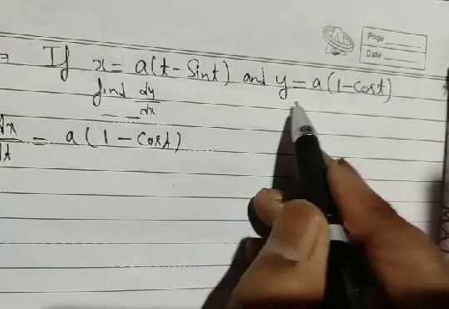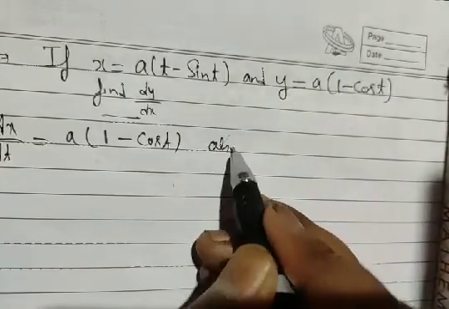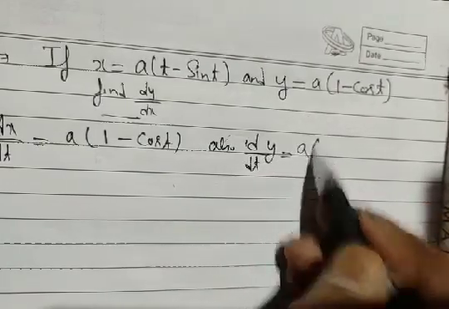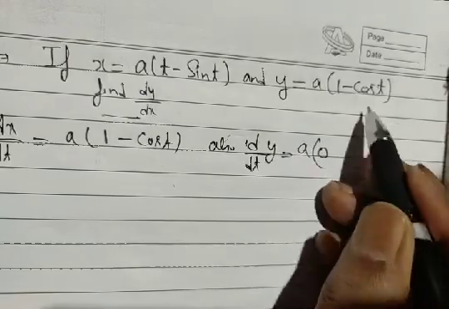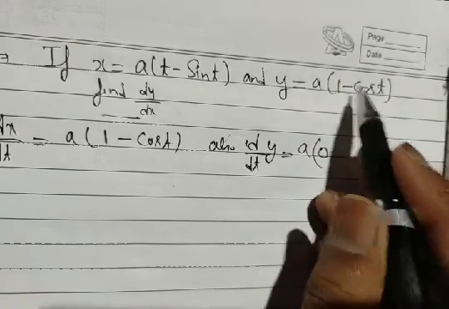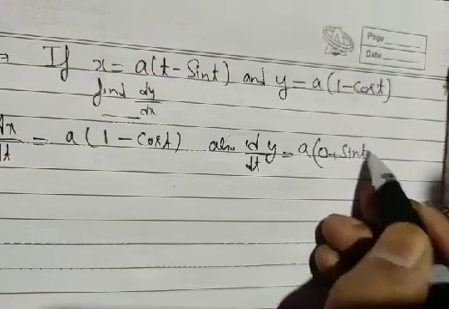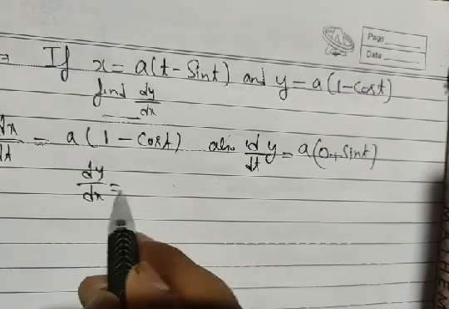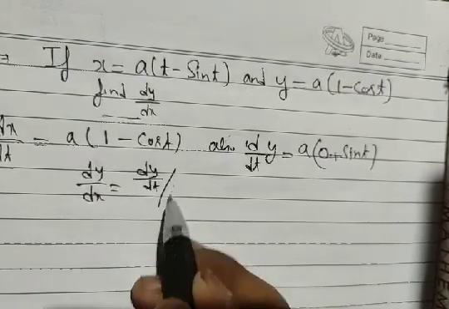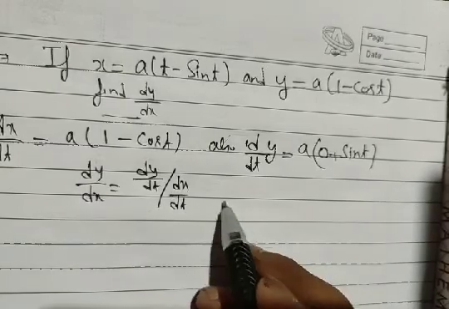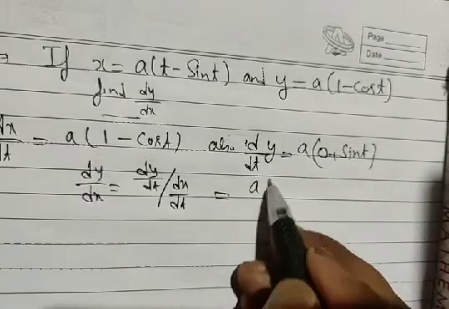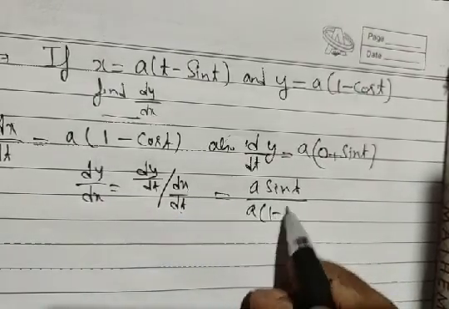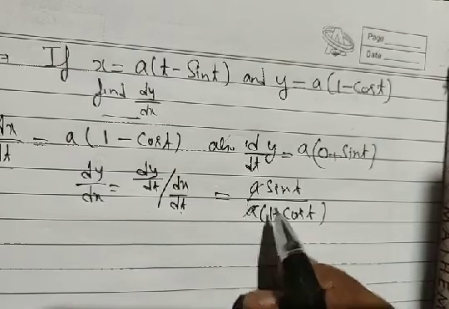Now for y equal to this, we find d dt of y. Again, a is a constant here. The derivative of 1 is 0, and the derivative of cos t is minus sin t, then minus minus is plus sin t. Now we find dy dx: dy dt divided by dx dt. What is our dy dt? It's a sin t. What is our dx dt? It's a in bracket 1 minus cos t. Cancel out a.